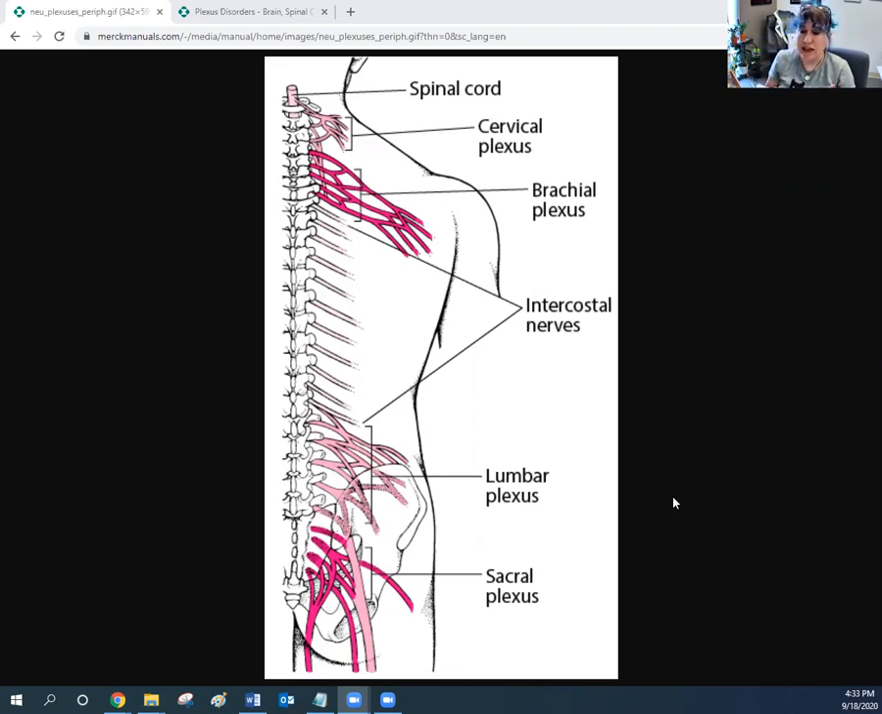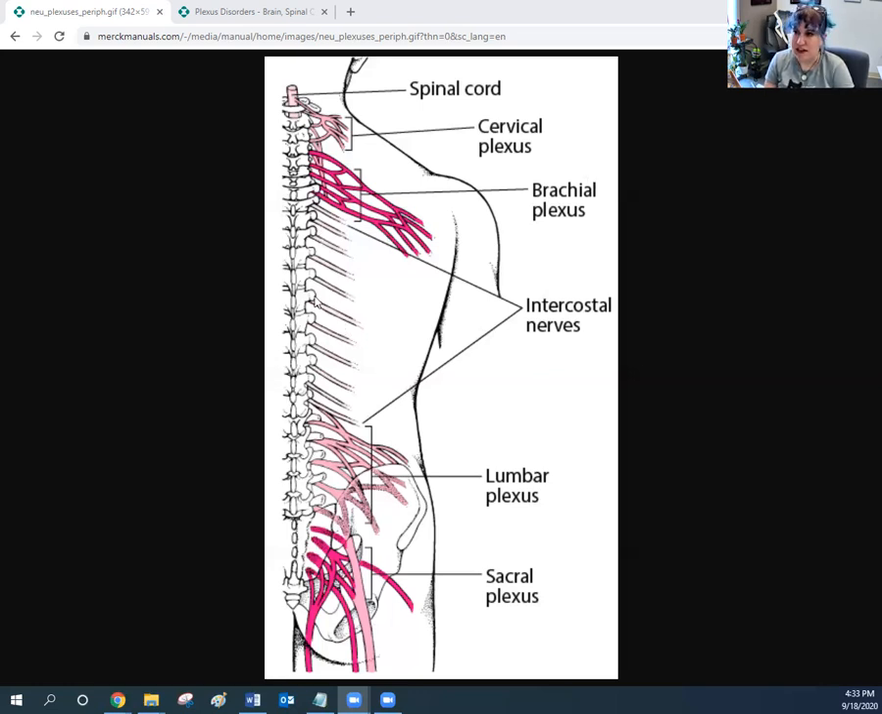The interconnections help provide alternate routes so that if one part gets damaged, there are other ways for the signal to travel. And so we can loosely divide all of our nerves into several important plexi, which we will talk about at various points in this class. The cervical plexus is up in the neck. The brachial plexus is the plexus of nerves that serves the arms, the brachium.